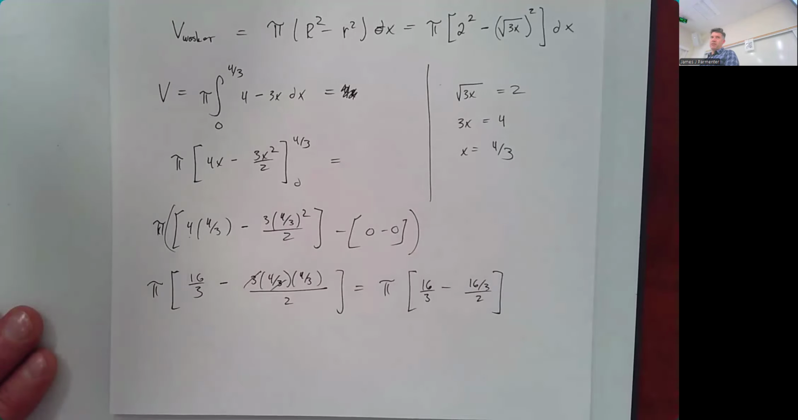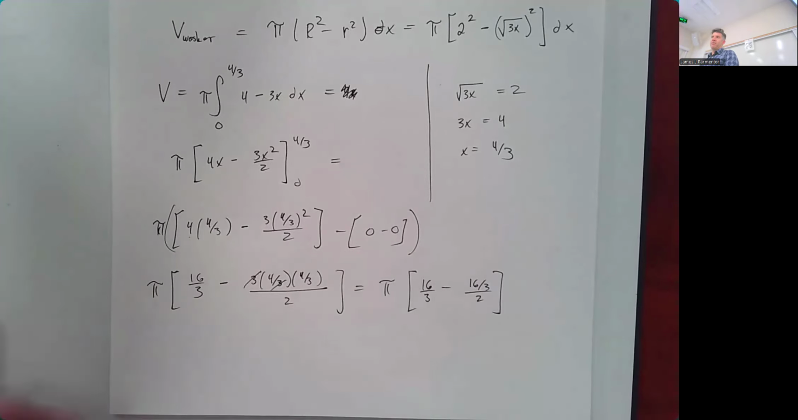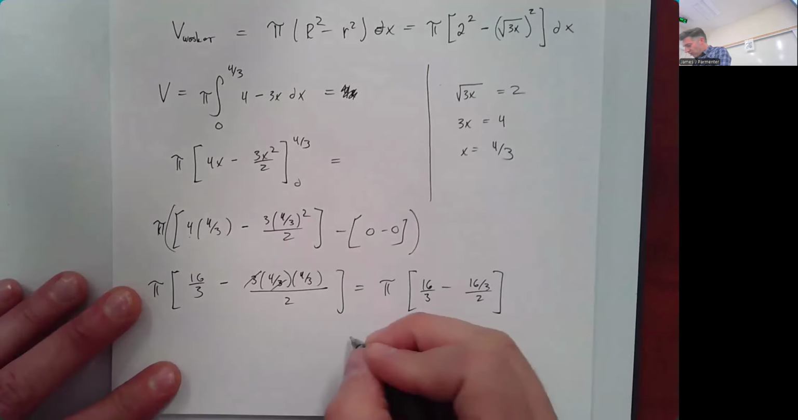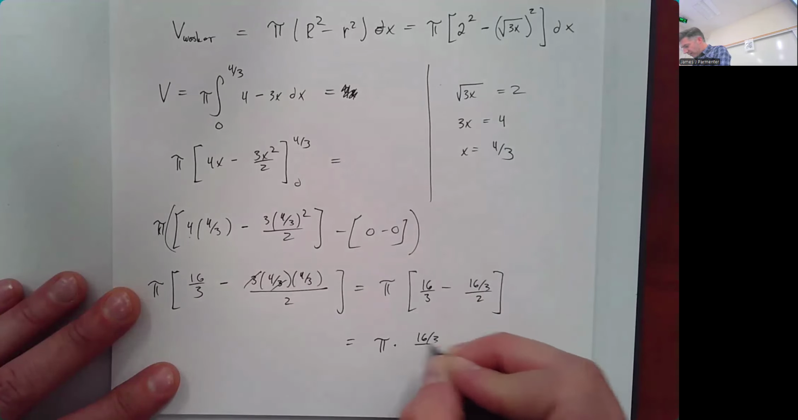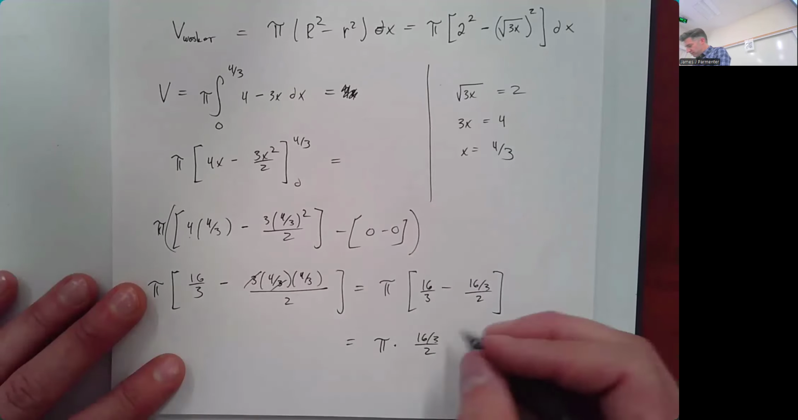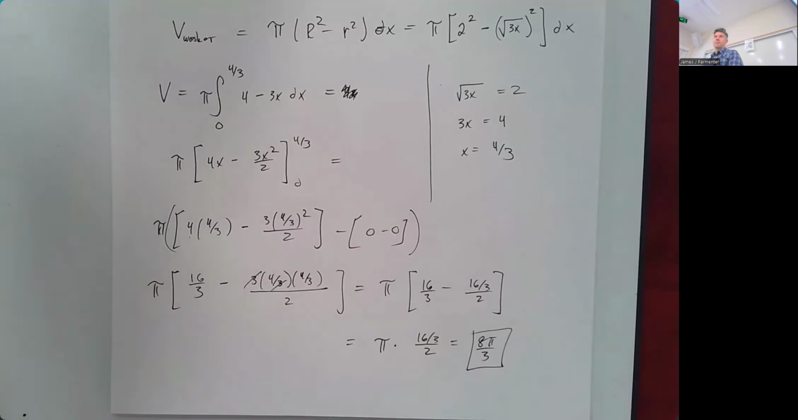There's an easy way to do this. I have a thing minus half of that thing. If you have a whole something and take away half of it, how much are you left with? The other half of it. So this is going to equal pi times 16 thirds divided by 2, which is 8 pi over 3. You could also do more math here to figure it out, but I really like doing it that way.